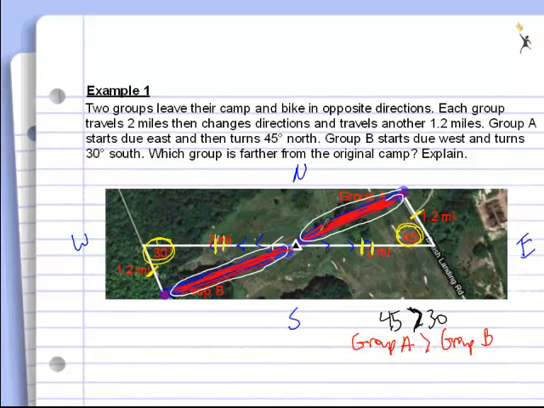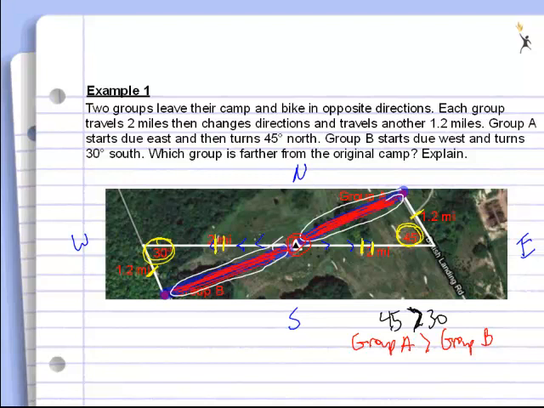Now, 15 degrees might not be a whole lot, especially since they only travel 2 miles and 1.2 miles. But if you were talking about 15 degrees over 100 miles, 15 degrees might be 15 miles. You never know. But based on the Hinge Theorem here, Group A is farther than Group B, or is farther from the base camp anyway, even though they both traveled the same distance. The angles that they turned at determined how far away they ended up going. Group B ended up actually coming back toward the camp a little bit. Group A didn't come back to the camp nearly as much, so they are a further distance away.